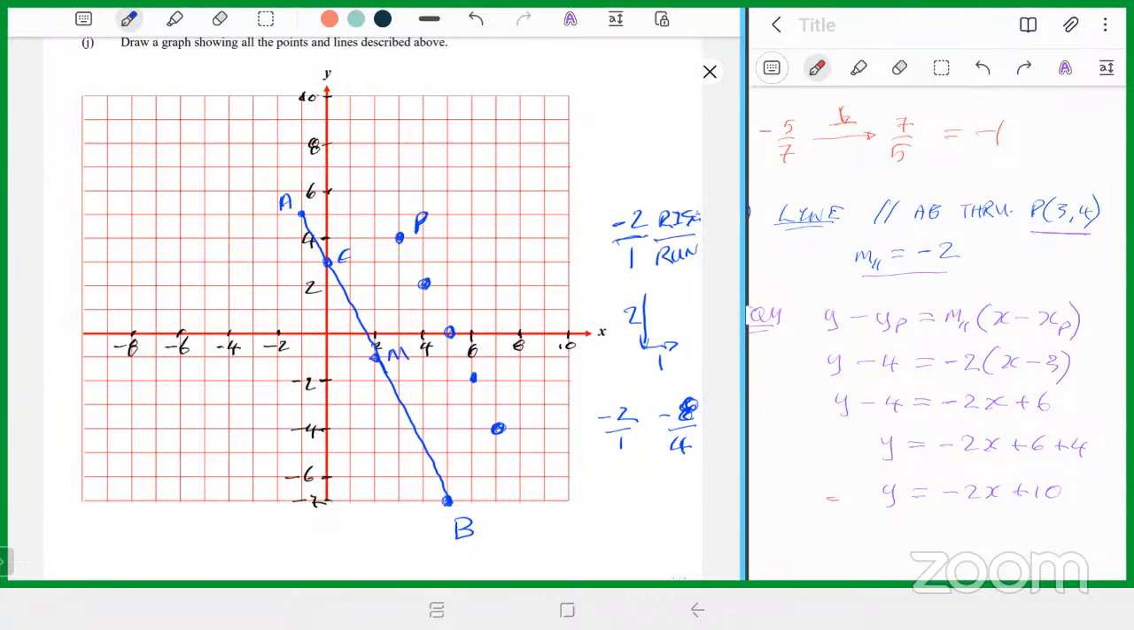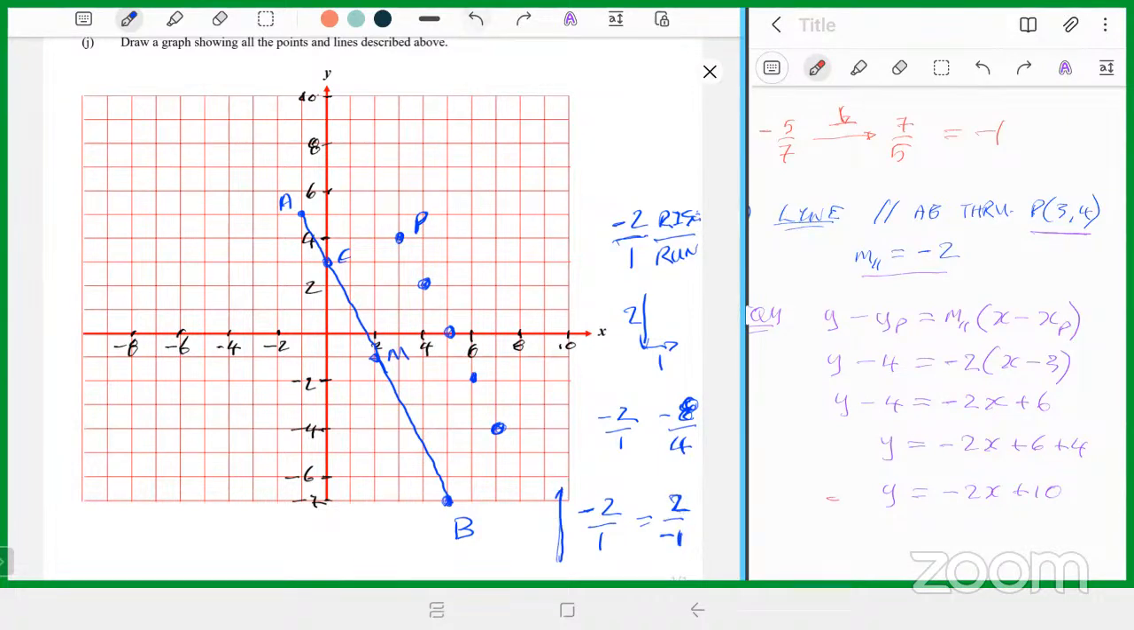Now, I can also go the other direction, because watch this. The negative 2 over 1 is actually the same as 2 over negative 1. So instead of rising negative 2 and running 1, I can instead rise 2 and run negative 1. Rising 2 means that I'm going up 2, and the negative 1 means that I'm going back 1. So let me show you now.